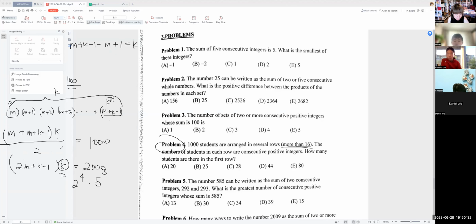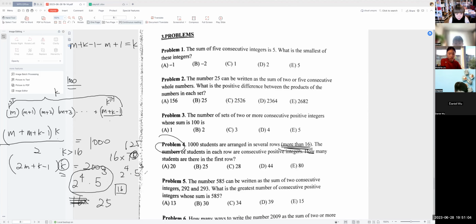Okay, so we know k must be bigger than 16, correct? More than 16. Correct? So k must be equals what? 16? No. K could be 25. 是不是16乘以75，对不对？No, 125。那我这里面是不是2的4次方乘以5的3次方？So the next number bigger than 16 is what? Is 5 times 5 equals 25. Correct? So I can try k equals 25.